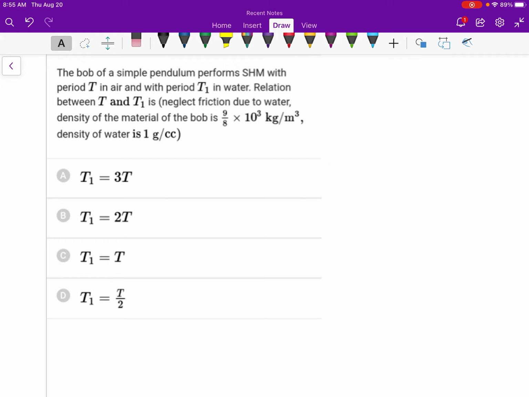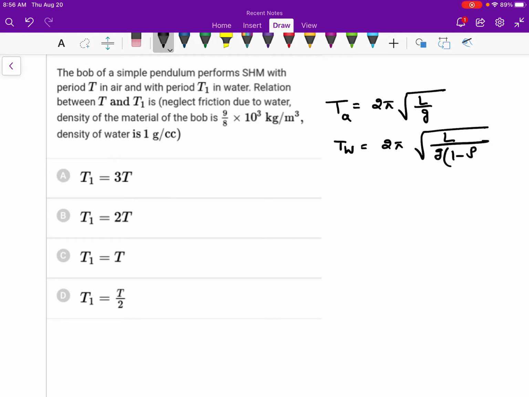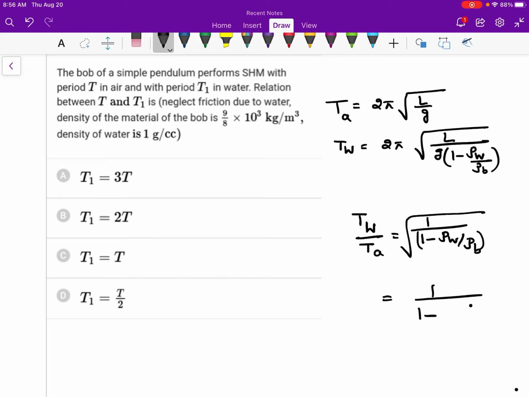The bob of a simple pendulum in air and then in water. The time period in air is 2 pi under root L by g, and in water this is 2 pi under root L upon g times 1 minus rho F upon rho B. So T water upon T air is inversely proportional, that is 1 upon 1 minus rho W by rho B, whole under root, so that is 1 upon 1 minus 8 by 9, whole under root, so that is 3. So T1 is 3T, so A is the correct option.